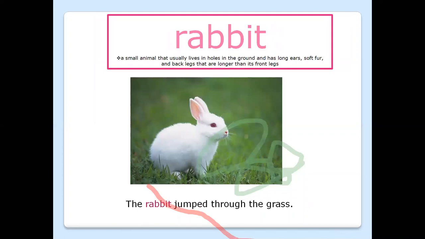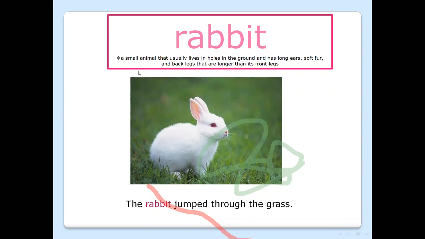Now let's talk about double B. When do we double the B? When we have a short vowel. When do we have a short vowel? When the syllable ends with vowel, consonant, like here, rabbit, rab. Here we have vowel, consonant, and the A is short because it comes before a consonant. This is why we call it a short vowel. Rabbit, so we double the B.